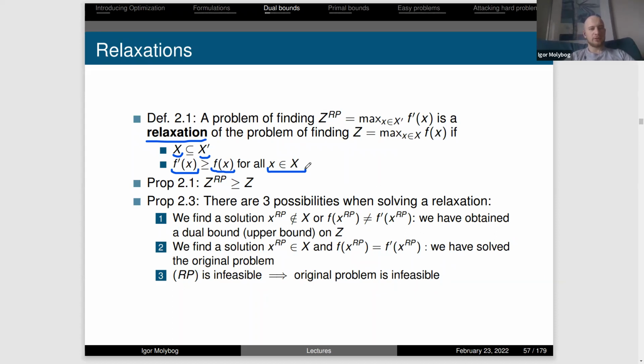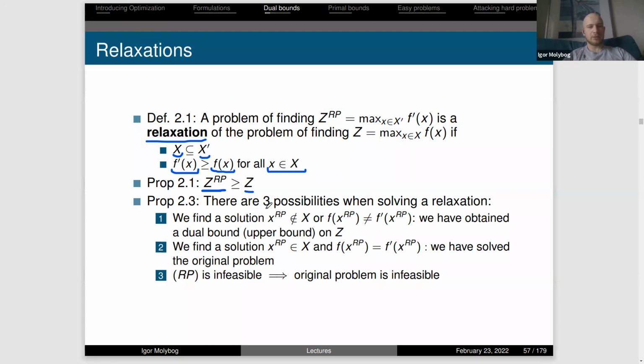Normally a relaxation is an easier problem than the original one, and it allows you to find a dual bound. The optimal value of a relaxation is always greater than or equal to z if we are talking about a maximization problem. If we are talking about minimization, it's always less than or equal, so it's a dual bound.